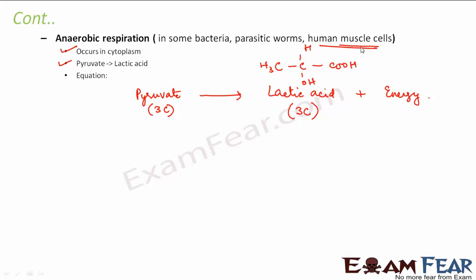So what do we see? In anaerobic respiration, the amount of energy which is released is very less when compared to aerobic respiration. In aerobic respiration, there were almost 36 to 38 molecules of ATP which were produced. But in anaerobic respiration, there are only 2 molecules of ATP which are produced, which is very less.